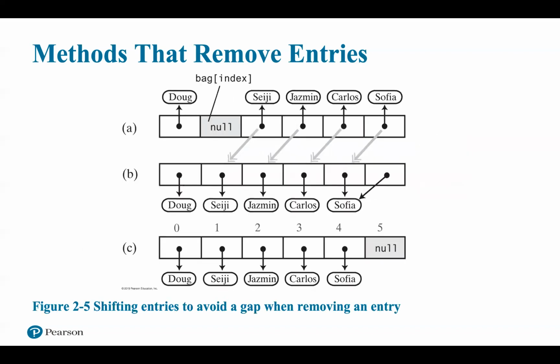And here is another figure. This is where we can do shifting of entries to avoid a gap when removing an entry. So a gap in the array bag after setting the entry in bag[index] to null, the array after shifting subsequent entries to avoid a gap, and after replacing the duplicate reference to the last entry with a null. So basically you have a null here and you shift things over, and then you have a null at the end. That's what you're trying to accomplish.